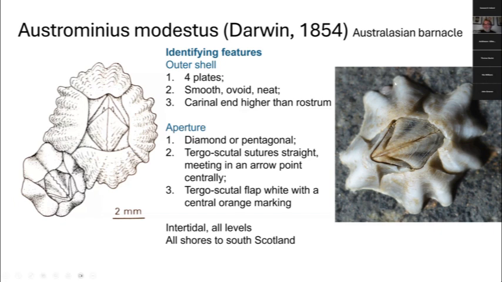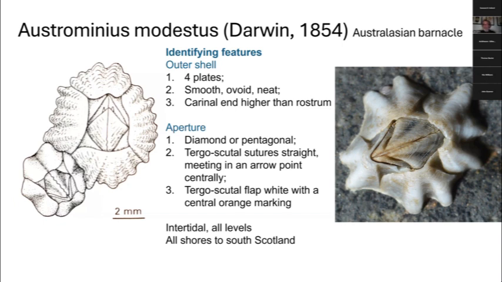There's this sort of scoop out of the middle of each plate as you go around. It's almost like a little valley running up each plate. And here you can see the very arrow-like suture. You can see this one is actually just starting to open slightly. The tergoscutal flap in this is white with a central orange marking.